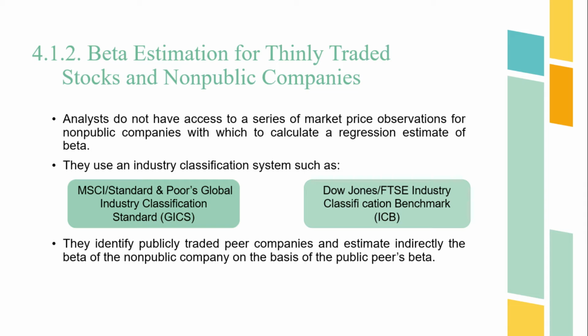4.1.2 Beta estimation for thinly traded stock and non-public company. Analysts do not have access to a series of market price observations for a non-public company with which to calculate a regression estimate of beta. Instead, they use an industry classification system such as the MSCI or Standard & Poor's Global Industry Classification Standard or the Dow Jones FTSE Industry Classification Benchmark to identify publicly traded peer companies and estimate indirectly the beta of the non-public company on the basis of the public peers' beta.